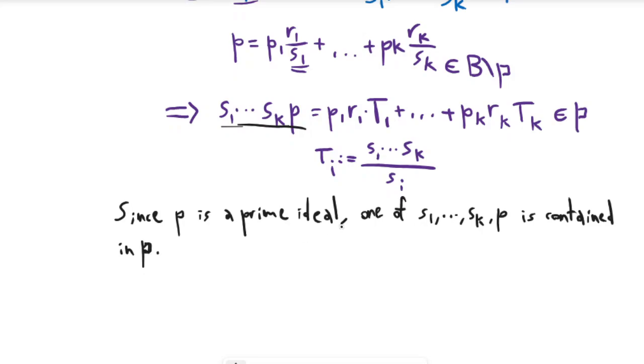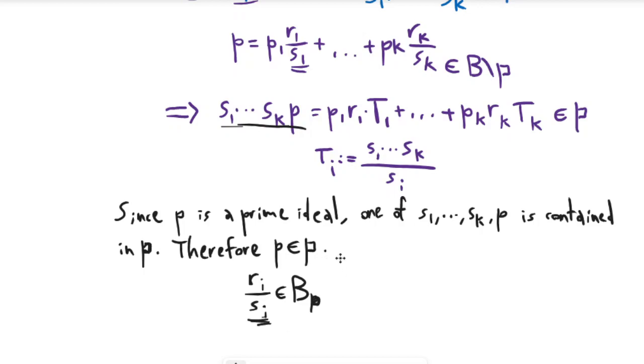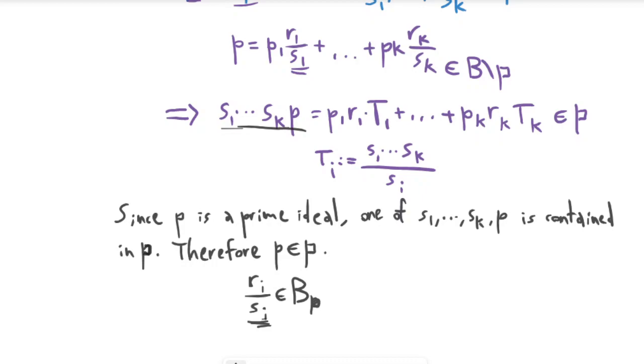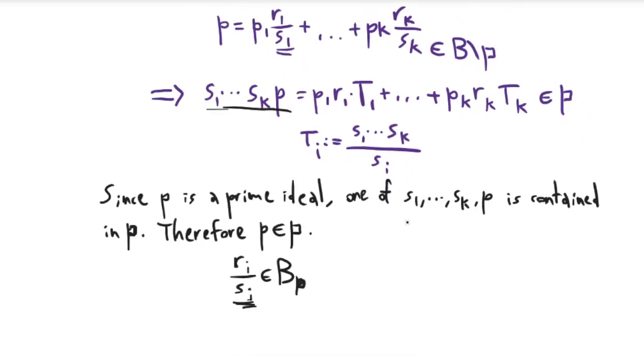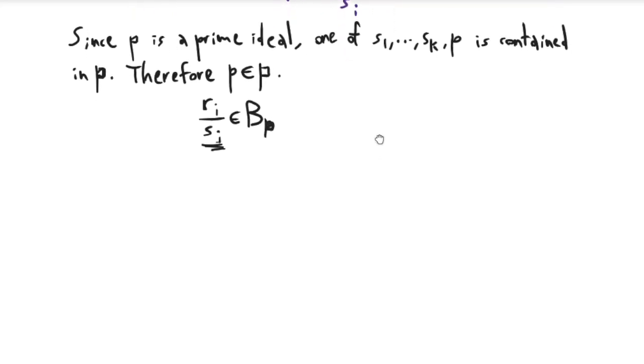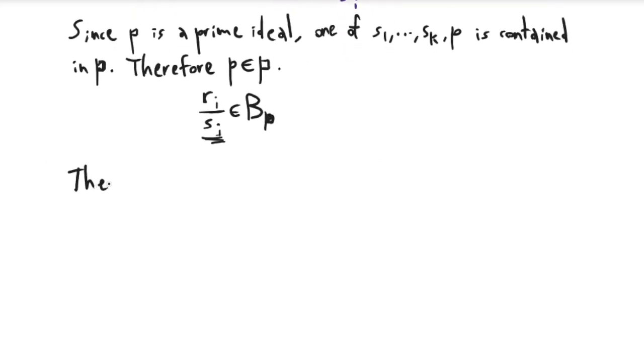Great. But we know that, again, just recalling the definition of the Si, that none of these is an element of P. And so therefore that forces p to be an element of P. Right, because we started with these fractions that look like Ri over Si, and these are contained in the localization at P, so that forces the denominator to not be in P. So that shows that p is in P.